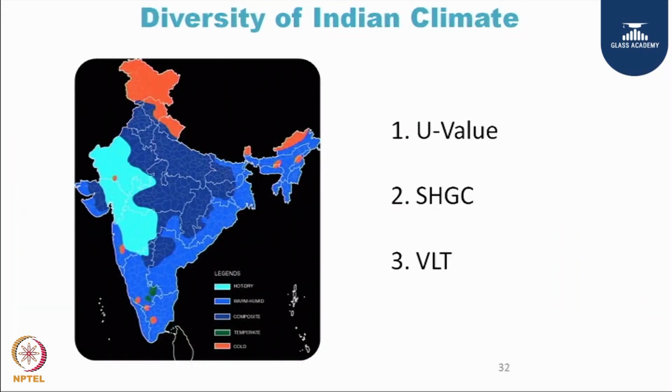The third criterion we are going to discuss is the climatic conditions. India is basically divided into 5 climatic zones, and based on these climatic zones, one needs to meet certain parameters like U value, SSGC and VLT. These 3 parameters need to be looked at from the perspective of these 5 zones, and it is specified in the green building documents from either IGBC or GRIHA.